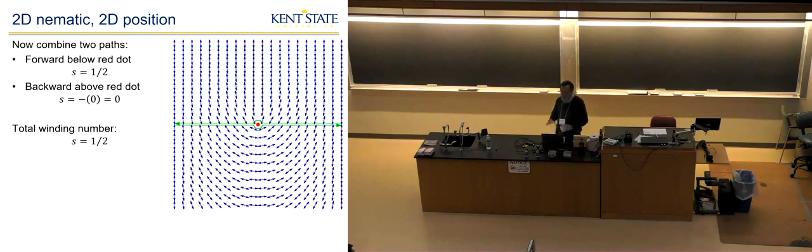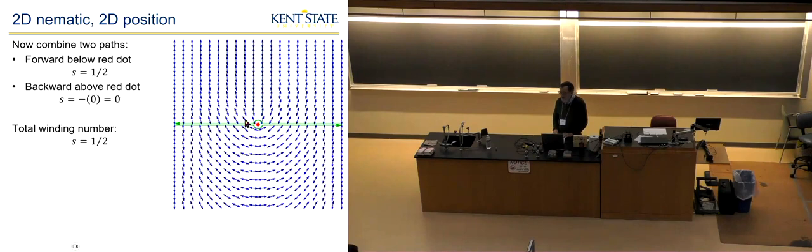Okay, then I'll make a round trip. I'll come back following this same backwards path, but I'll make a little detour above the red dot and then straight along. Okay, and so that path coming back has a winding number of zero.